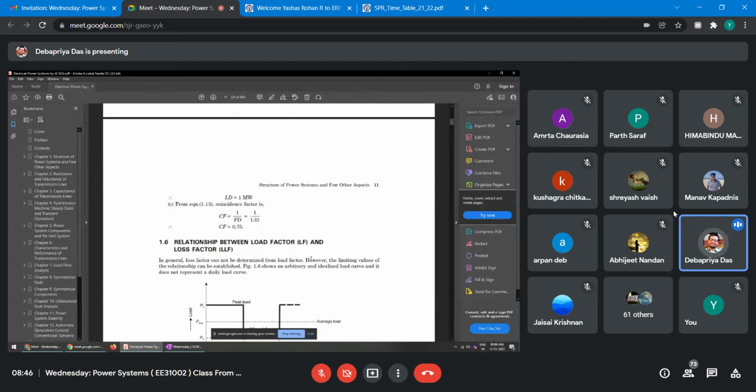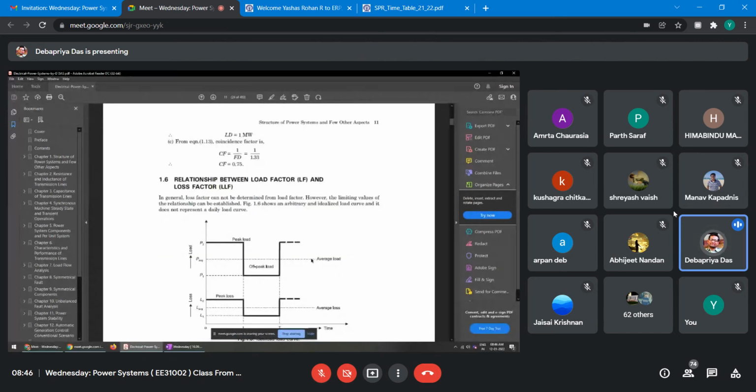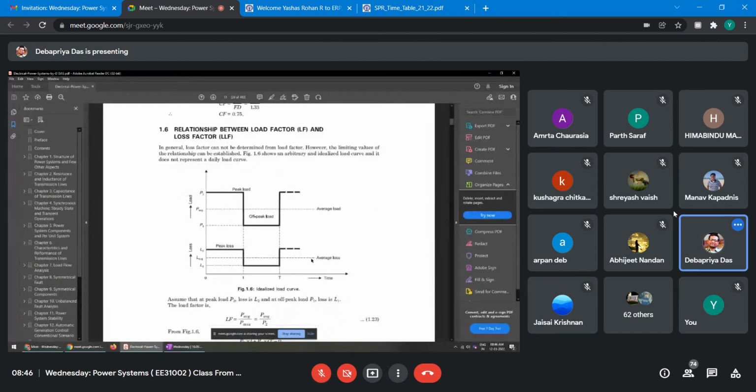So now this one is the relationship between load factor and loss factor, right? This is a very rough estimation. In reality, it is slightly different. And three cases are here. Just you see this very simple equation, right?